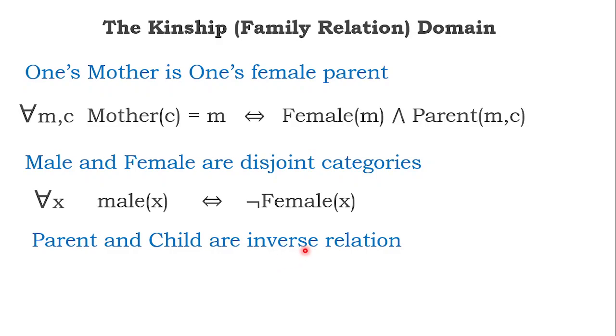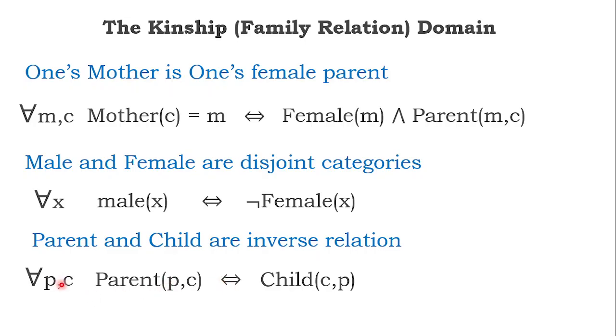Parent and child are inverse relations. One person is the father of some other child, and obviously that child is the baby of that father. How to represent? C is child of parent P. P is parent of C. Both are valid, a biconditional. For all P and C, P is parent of C if and only if C is child of P.